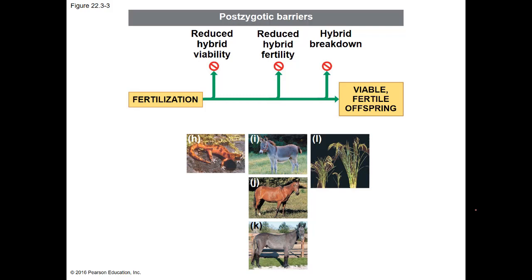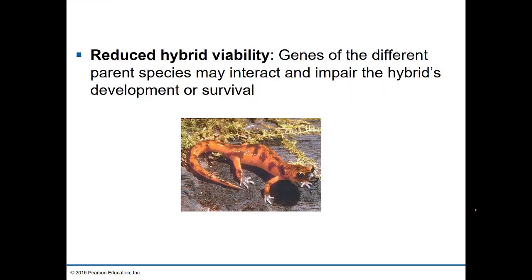The hybrid is in the middle and it's just a teeny tiny plant that really isn't going to produce much offspring itself. So reduced hybrid viability: genes of two different parent species may interact and impair the hybrid's development or survival. So for whatever reason, when these two species mate, they produce an offspring that just can't survive in the environment that it's in. So it's probably not going to make it to adulthood or to sexual maturity to produce offspring.